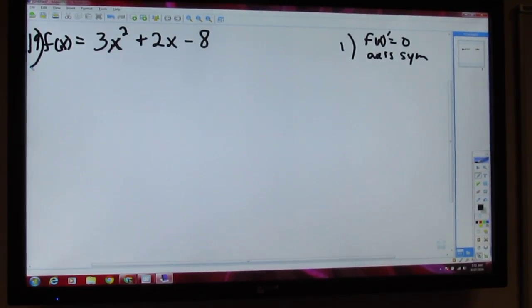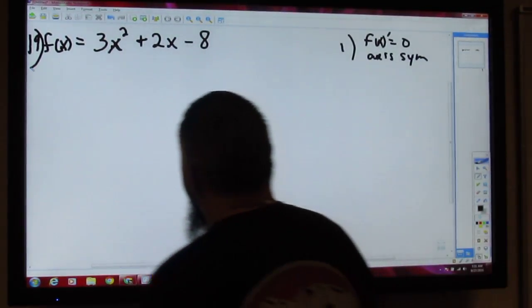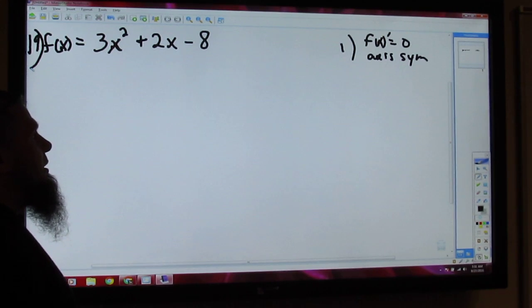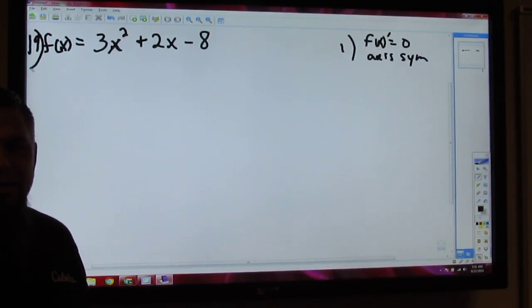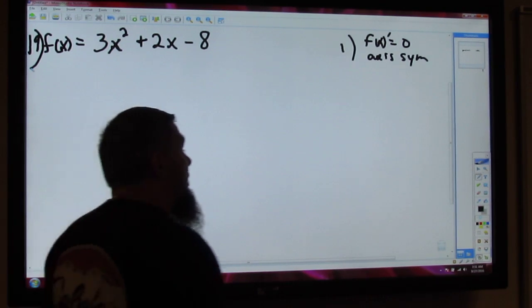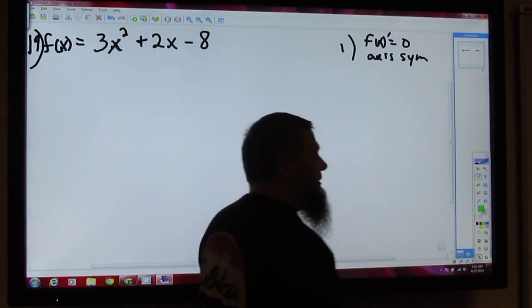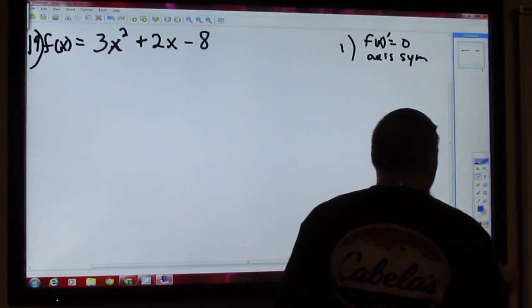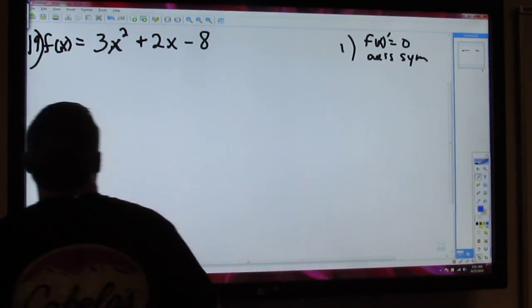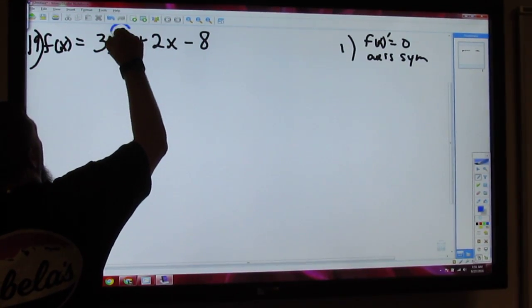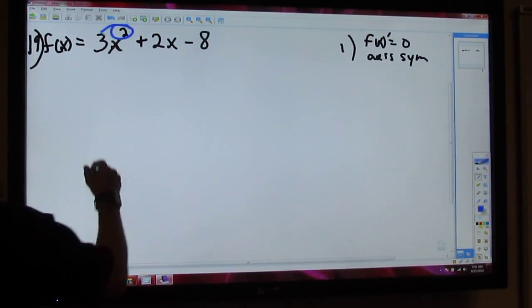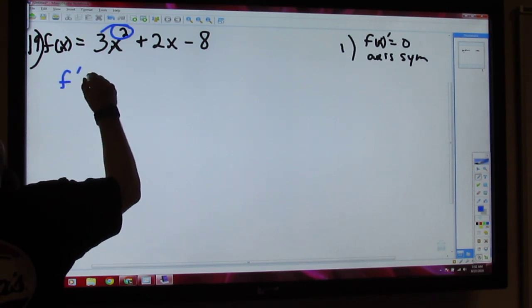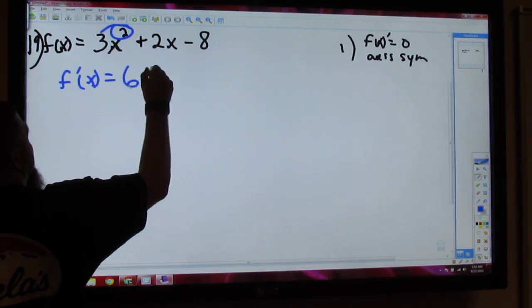Problem number 19. Let's see what we can do here. All right, so the first step is trying to figure out the axis of symmetry. This is the one where we are finding the derivative, right? So to find the derivative, I take the exponent and multiply it times the coefficient. 2 times 3 is? Yeah, so f prime of x is equal to 6x.